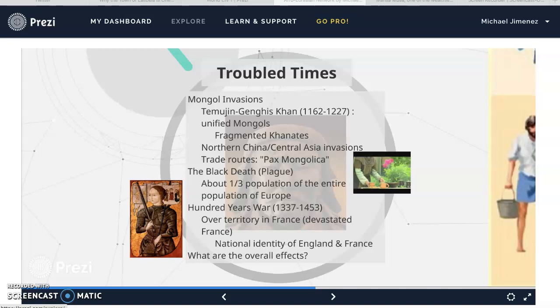So other things that start to lead to the quote unquote beginning of the modern world is the troubling of both the Eastern and Western world by the Mongol invasions. The main figure that starts this talk is Genghis Khan. His name is Temujin. His years are 1162 to 1227, and he has a really interesting story.